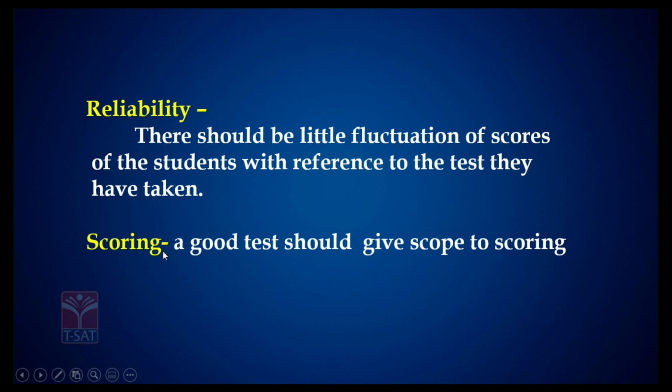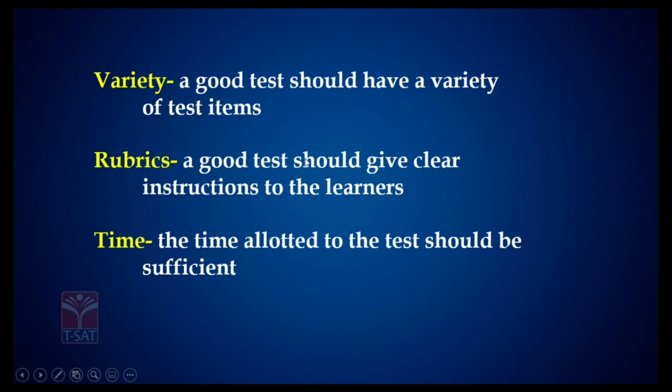And scoring, a good test should give scope to scoring. And variety, a good test should have a variety of test items. So, we have already come across different test items. So, a good test should have essay type questions, short answer, multiple choice questions, fill in the blanks, and all the different types of test items should be included in a test. And primarily rubrics are very important. Good instruction, what do we expect from the learner, that is very important, and a good test should give clear instructions. What should the child do?